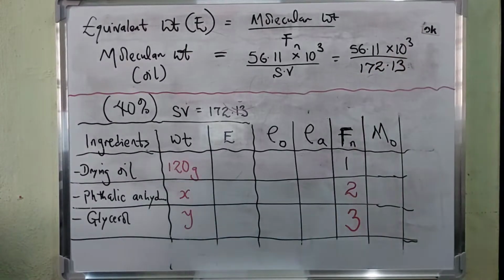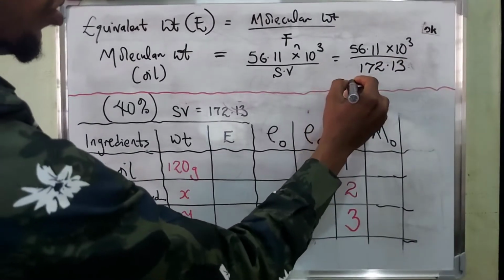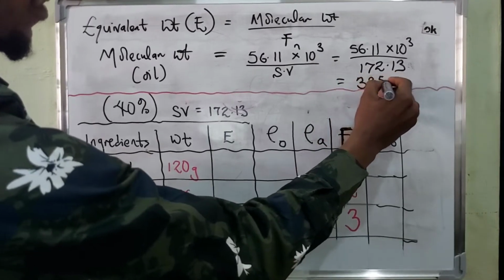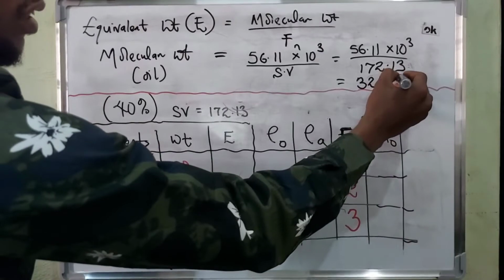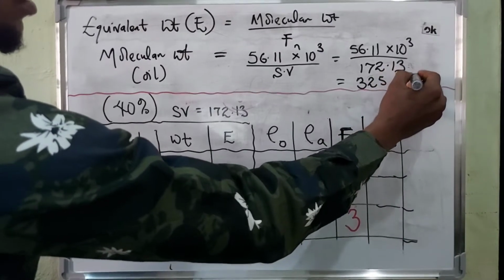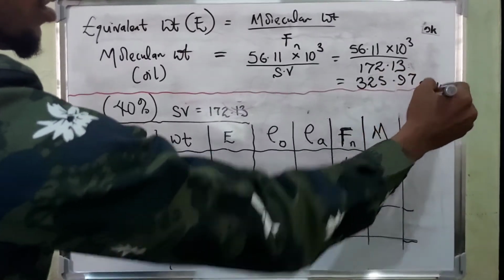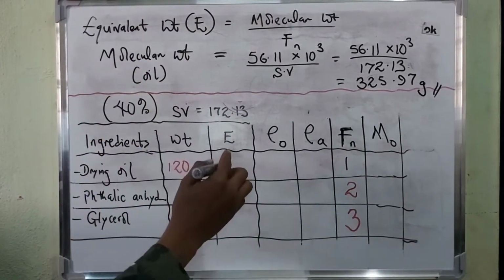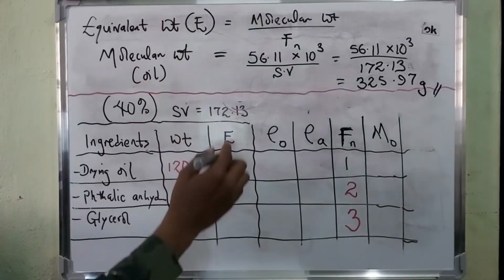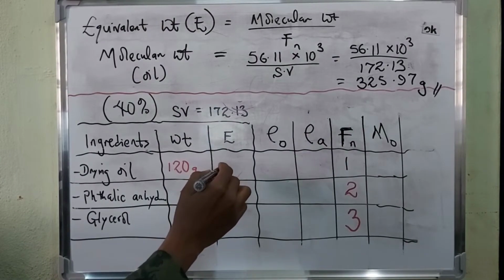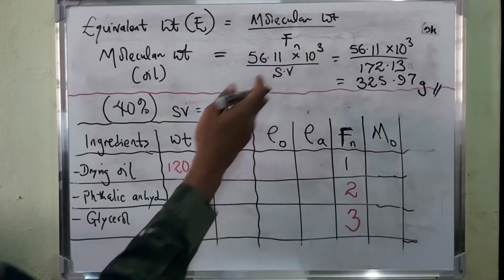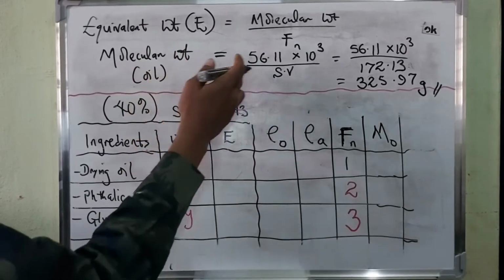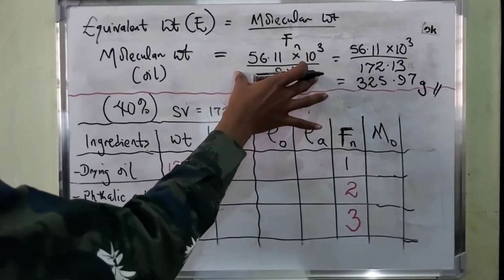172.13. Now, if you do that correctly, you'll have the value 325.97, if I'm not mistaken, grams. So this is the molecular weight of the drying oil. Sorry, this is our equivalent weight. Molecular weight is just this formula.